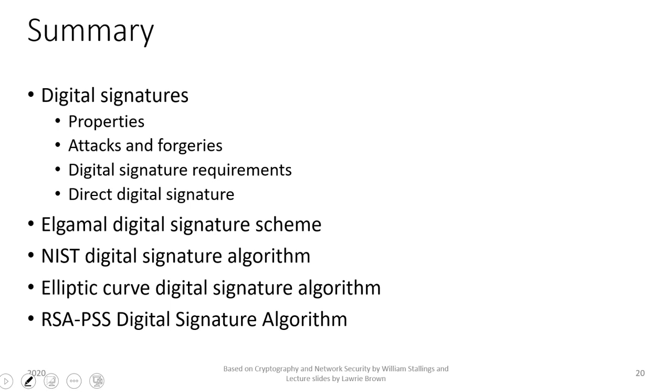So that brings us to the close of today's lesson. We have discussed digital signatures today and identified some key properties that we would seek from digital signatures, and some potentials for attacks and forgeries, and some of the requirements that we would have from digital signature algorithms to mitigate such issues.